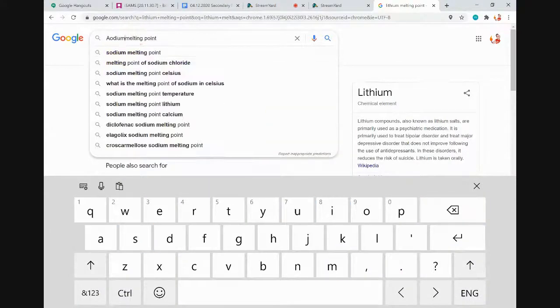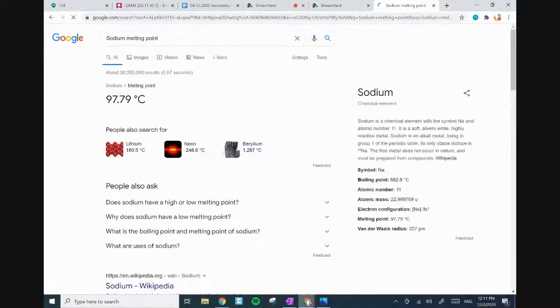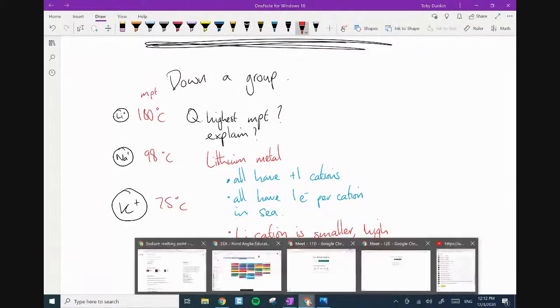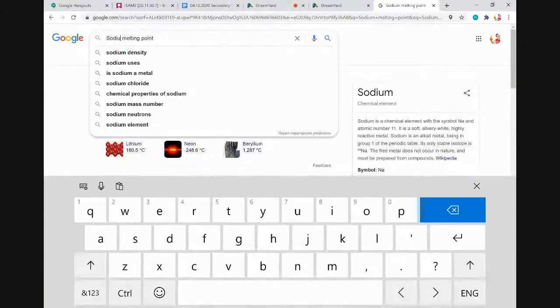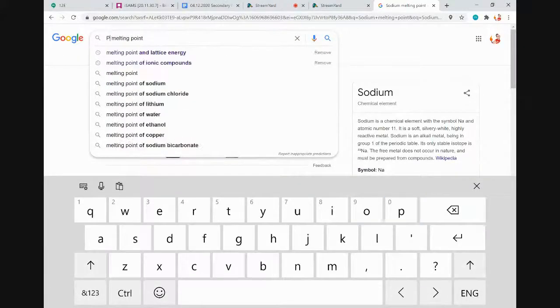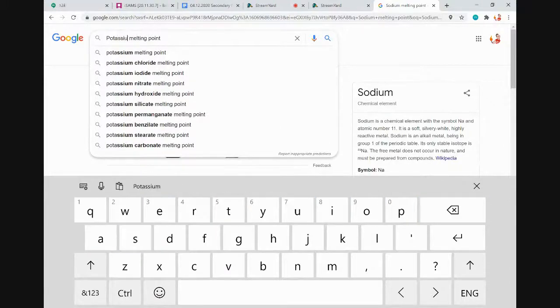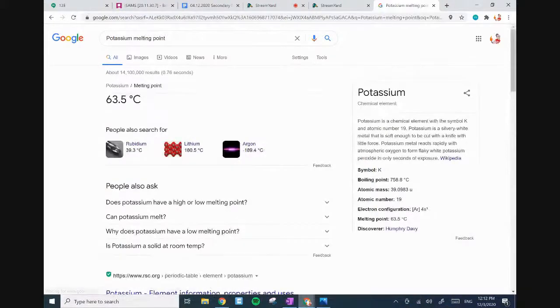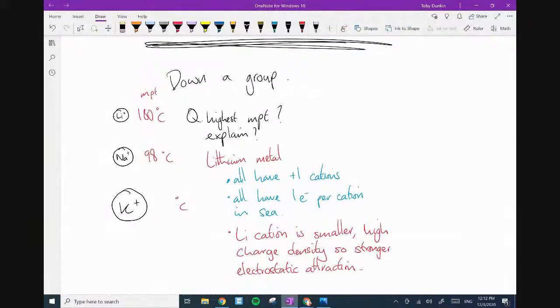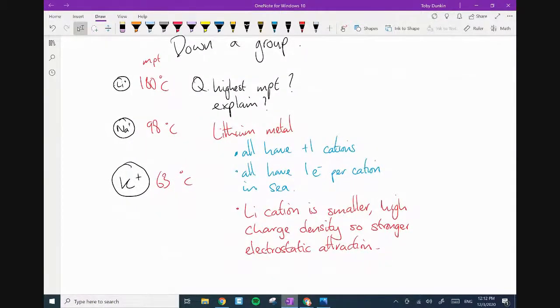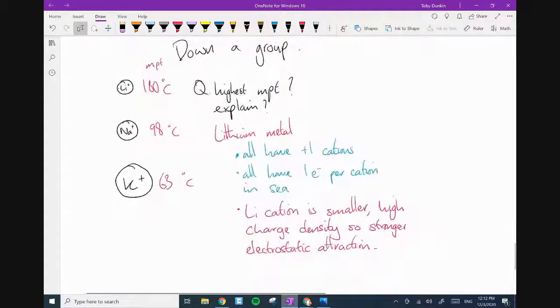98. Come on, sodium. Boom, 98. Yeah, nailed it. Potassium's a complete guess. I have no idea. Potassium, but I can predict it's lower than sodium, 63.5. There we go. I like it. So, nice predictions. Makes total sense. Lowest with potassium: largest cation size, weaker electrostatic attraction, and lower charge density.